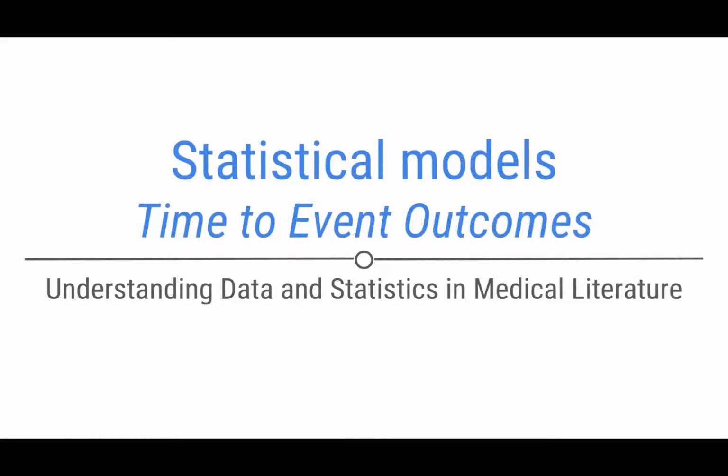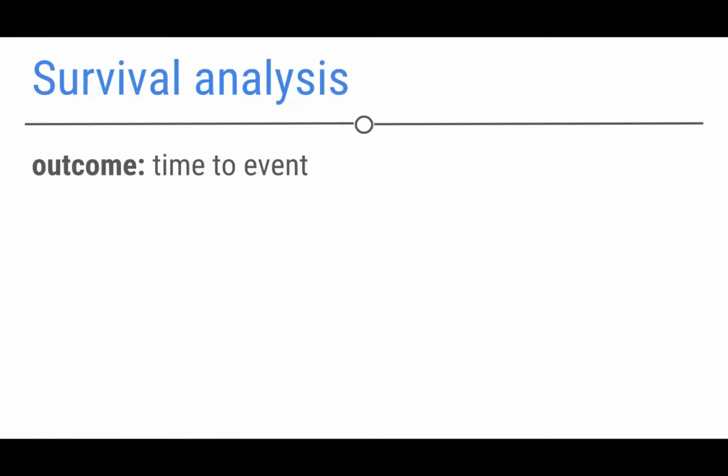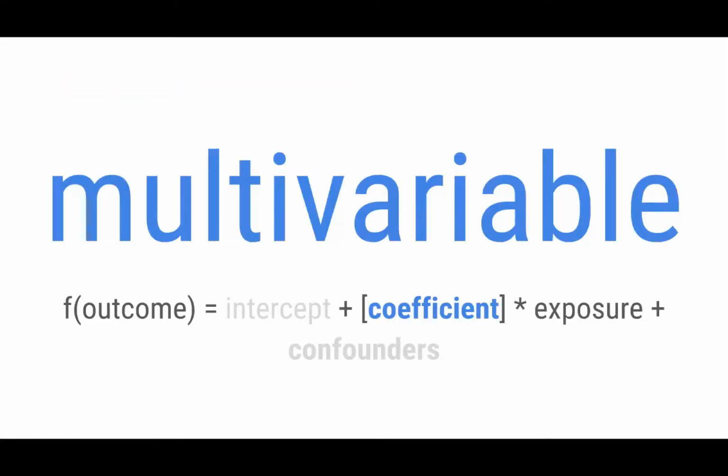In this next lecture, we'll focus on statistical models for time to event outcomes. In this case, they're called survival analysis models. And the idea is that you're trying to model how long the patient survived. Recall that in general, we're building regression models where there's some function of the outcome equal to the intercept term plus some coefficients multiplied by the exposure plus some confounders.